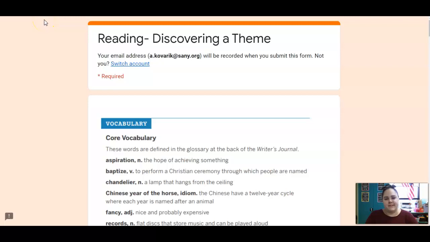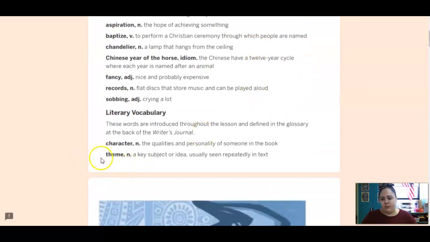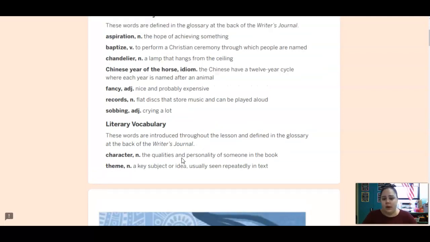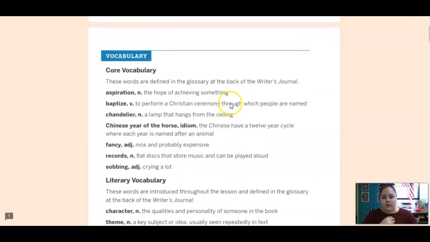Hello, fourth graders. This is Miss K, and we are on lesson 2 of Unit 6. We're going to talk about discovering a theme today. So before I start with the other vocab, a theme is a key subject or idea, and it's usually repeated throughout the text. So we're going to think about what ideas are going to be brought up over and over again throughout this book we're reading.